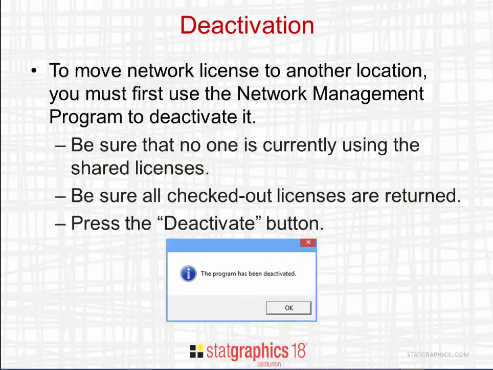At some point, you may want to move the network license to a different location. To do this, you need to start up the Network Management Program again and deactivate the current license. While doing so, be sure that no one is currently using the shared licenses. Be sure that all checked out licenses have been returned. Press the Deactivate button and you'll see this message.